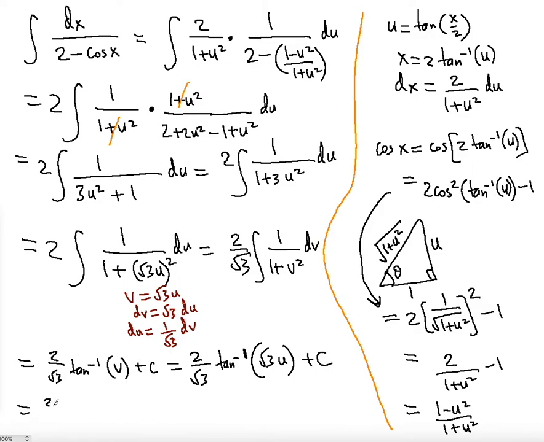And finally, 2 over root 3 arctangent of radical 3 times u. Now what is u in terms of x? U was tan of x over 2, remember? So 2 over root 3 arctangent of radical 3 times tan of x over 2, plus a constant. This looks rather complicated, but this is the correct answer. If you got this answer, it means your work was complete and correct.